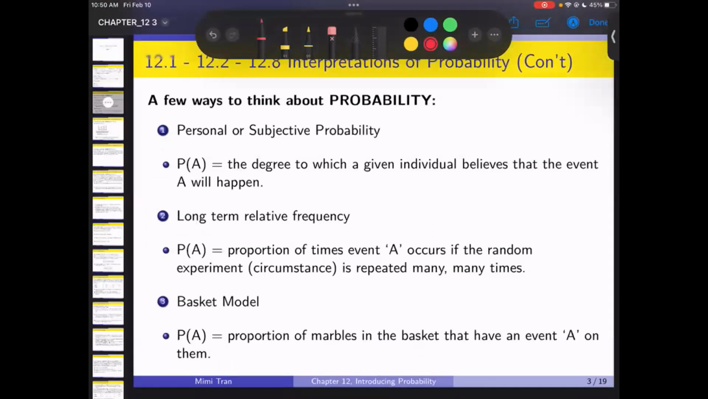There are a few ways to pick a probability. The first way is personal or subjective probability. So the notation for probability of an event is denoted capital P, meaning probability, and then in parentheses A, which is an event. It could be the event of flipping a coin, the event of getting an ace in your stack of cards, stuff like that. Right? So P(A) is the degree to which a given individual believes that the event A will happen. An example of this will be, say, if you watch a game with your friend, you guys watch a game?